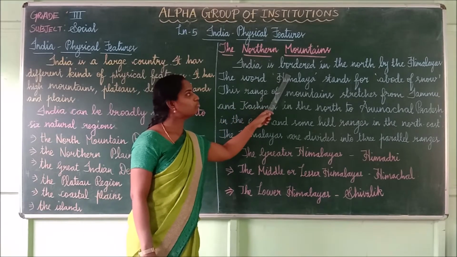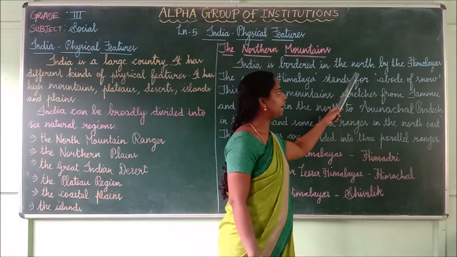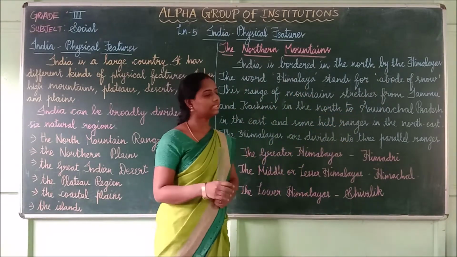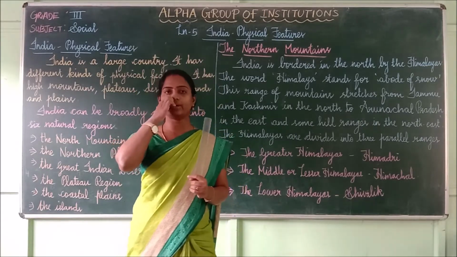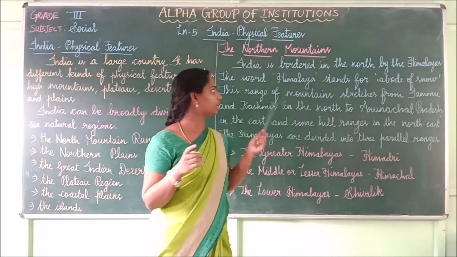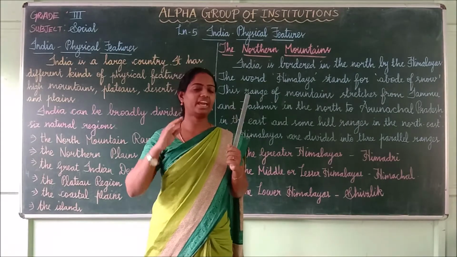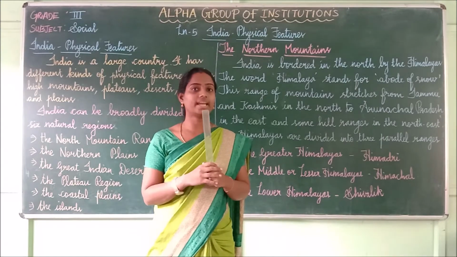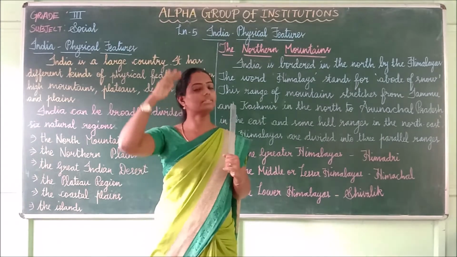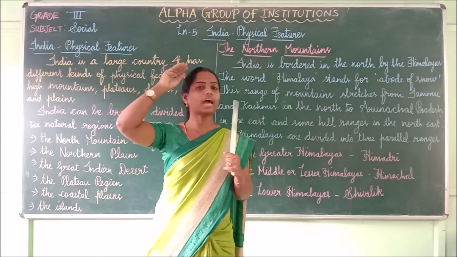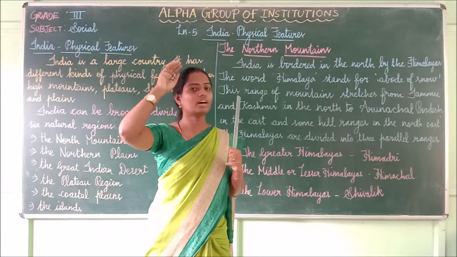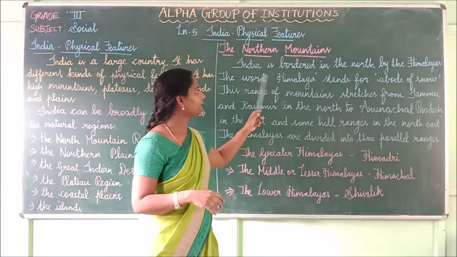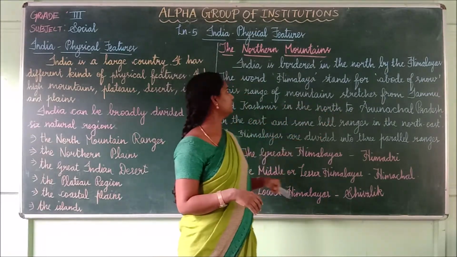India is bordered in the north by the Himalayas. Think of the India map, children. In the north side it is mostly bordered by the Himalayas. They didn't say anything about the south side. Only the north side is broadly covered with the Himalayas, which means mountains.